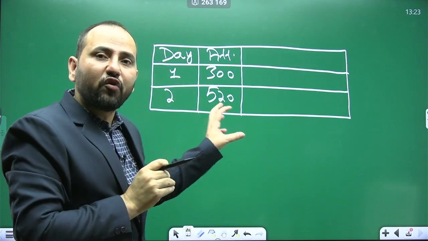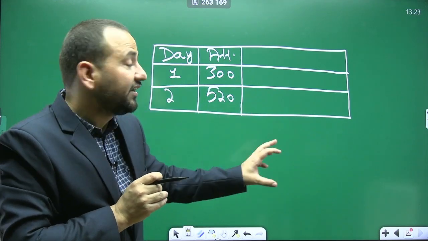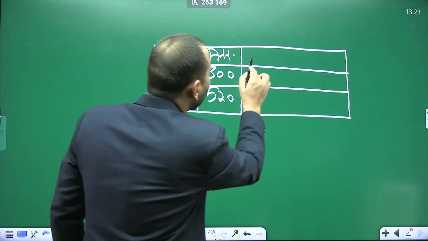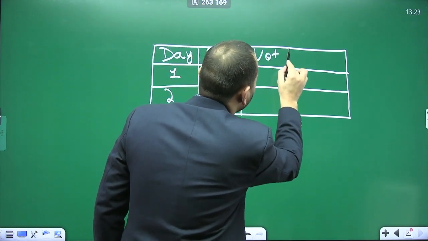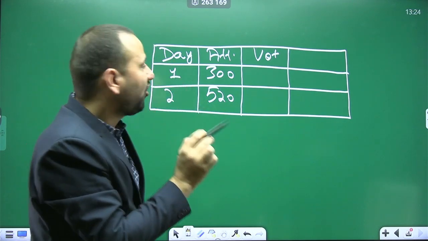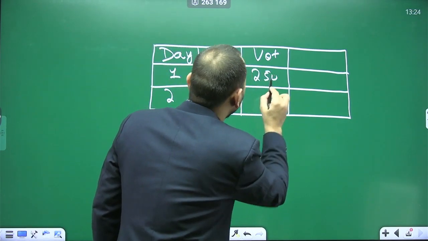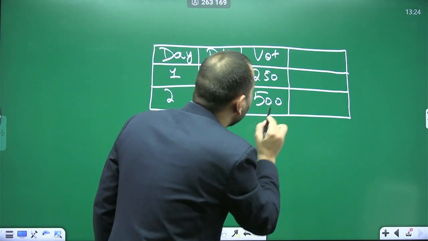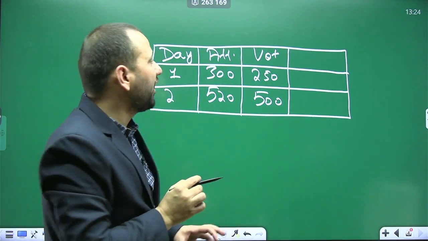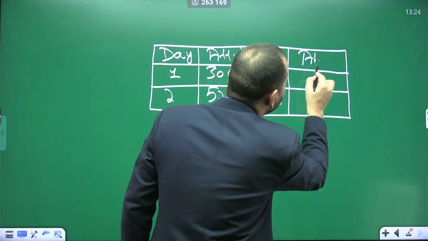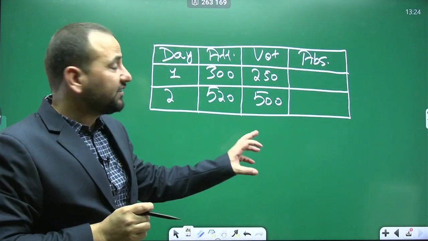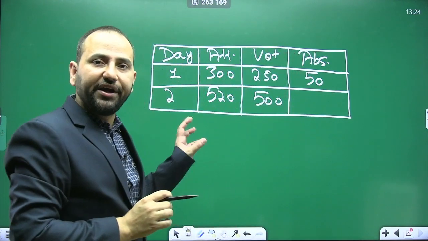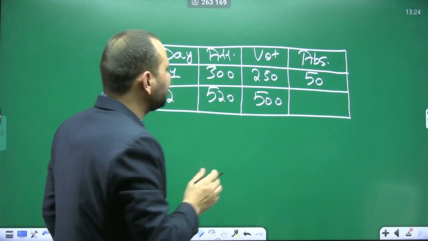Now, if you move forward into this concept, you have to understand this very clearly, that if 300 members were present in the Lok Sabha on a particular day, it is not necessary that all of them will vote also. So just suppose out of 300, only 250 members voted. And here on day 2, out of 520, 500 members voted. If you move further into this concept, then you have to understand how many are the absentees here. On day 1, we can see the number of absentees as 50. On the other hand, on day 2, we can see the number of absentees as 20.